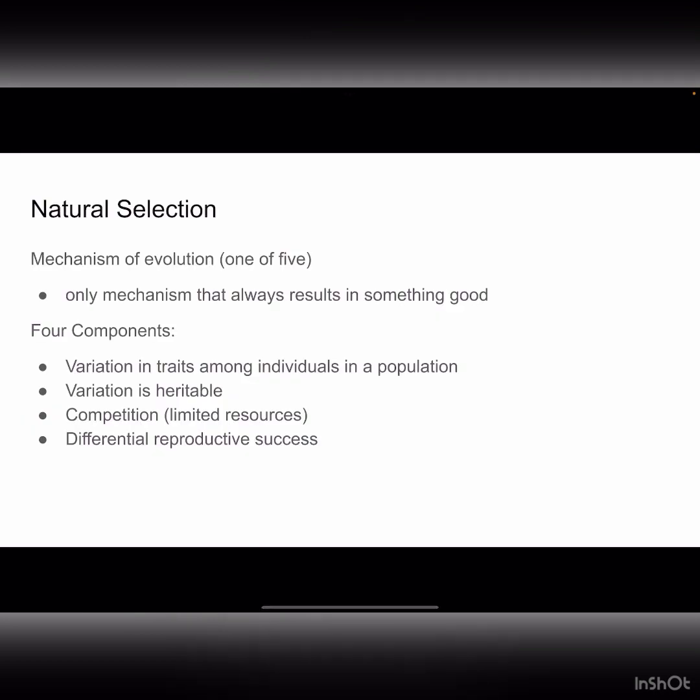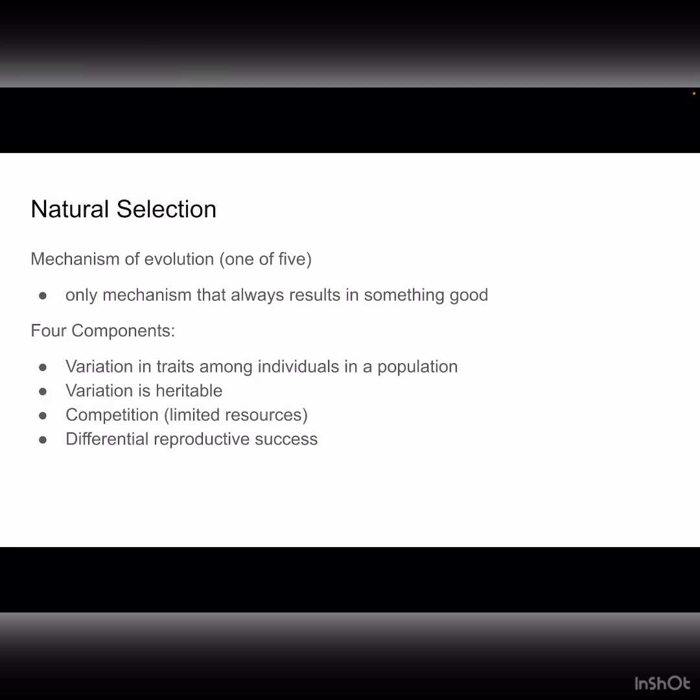Next, we move on to natural selection. This is one of the 5 mechanisms of evolution. We'll discuss the other ones in a later video. For now, know that natural selection is the only one of the 5 that will never result in something bad. That's because natural selection functions on the selection of good traits to carry into the next generation, whereas the other mechanisms are a bit more blind.